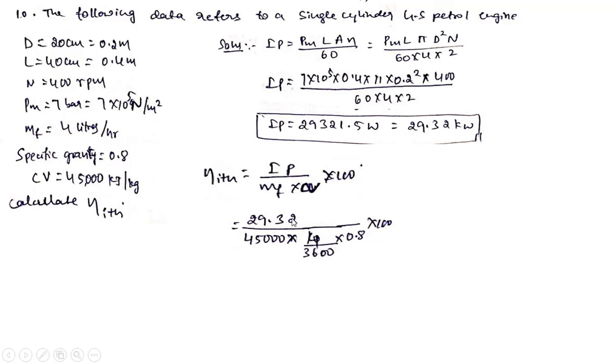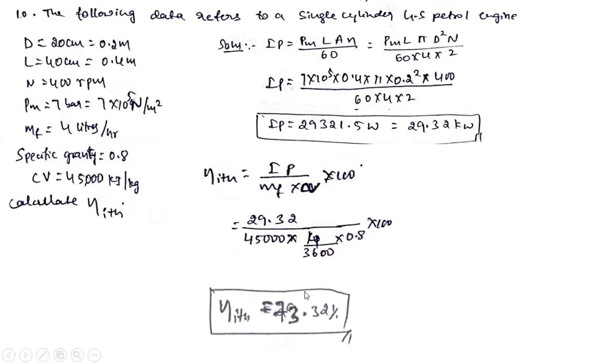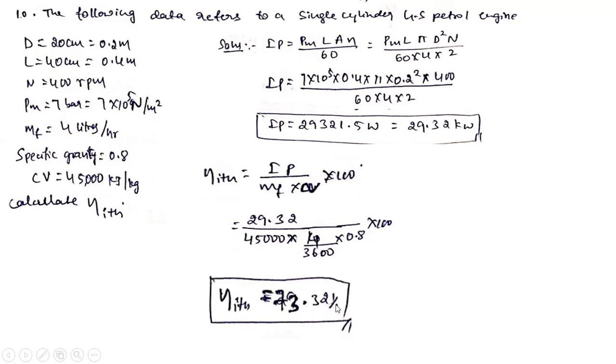3600. Here then they have given this specific gravity of the fuel here. So once they give the specific gravity of the fuel, please multiply with this 4 here. It is in terms of liters there, 4 liters per hour. To convert that into kg per second, we have to multiply this by this given specific gravity, as well as we need to divide this by 3600. You will get that as 4 into 0.8 divided by 3600, and then substitute this 100 as it is. Then you will get the indicated thermal efficiency as 73.32%.